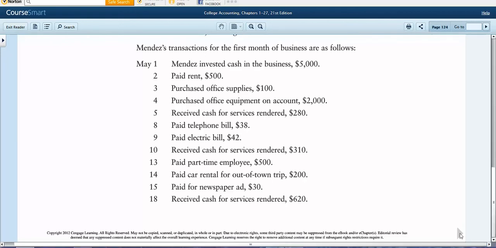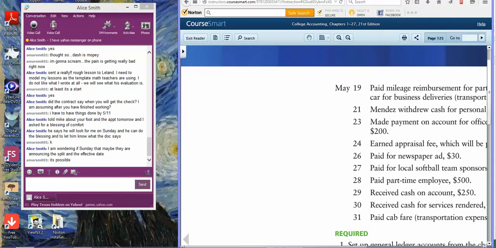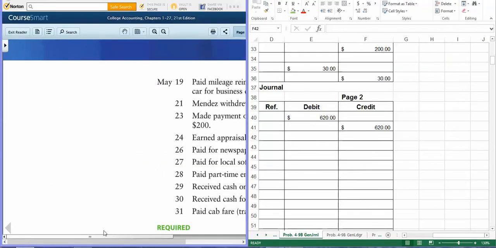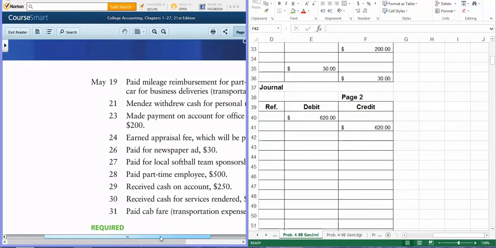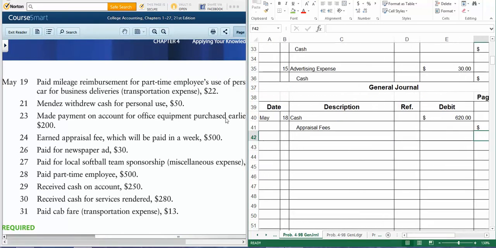So let's go to the next page. And there's some more transactions. It usually goes pretty quickly. And then sometimes in your transactions, you will see accounts listed in parentheses. At this stage, it's just trying to make your work a little bit easier. It's telling you what account you actually need to use. So on the 19th, we paid mileage reimbursement for part-time employees' use of personal car.